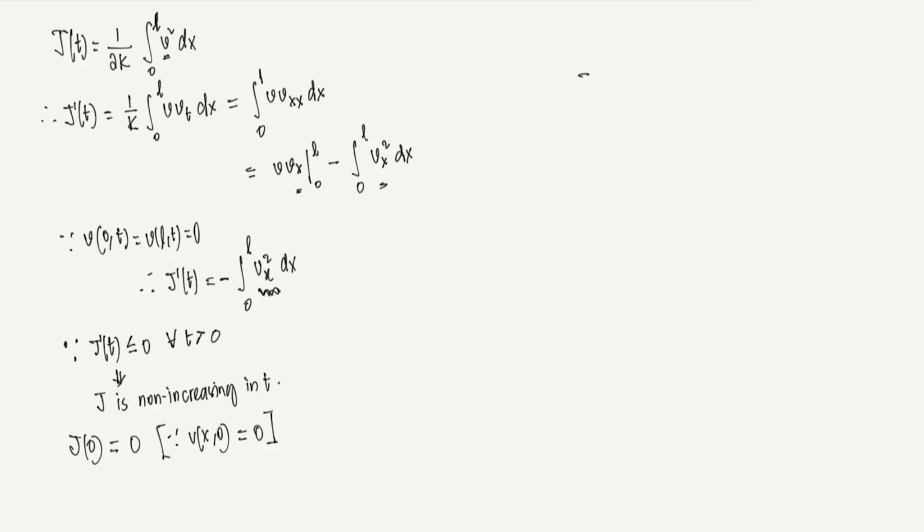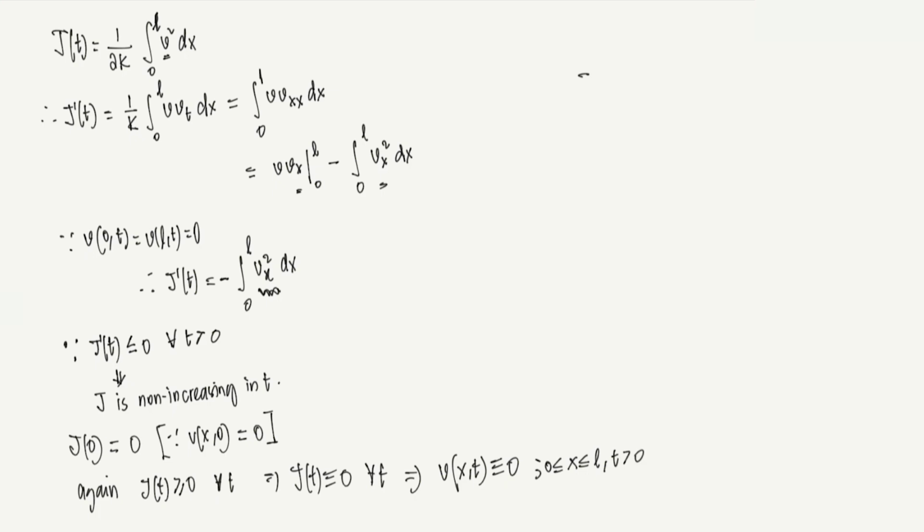So again, J of t is always greater than or equal to 0. J of 0 is 0, and J of t is always greater than or equal to 0 for all t. Again, J is non-increasing. What does that imply? That will imply J of t has to be 0 for all t, which will imply that v of (x,t) has to be identically equal to 0, for x between 0 and L and t positive. I hope this is clear.